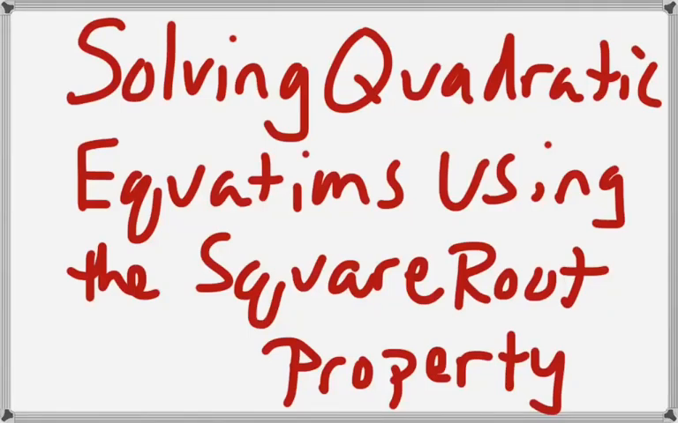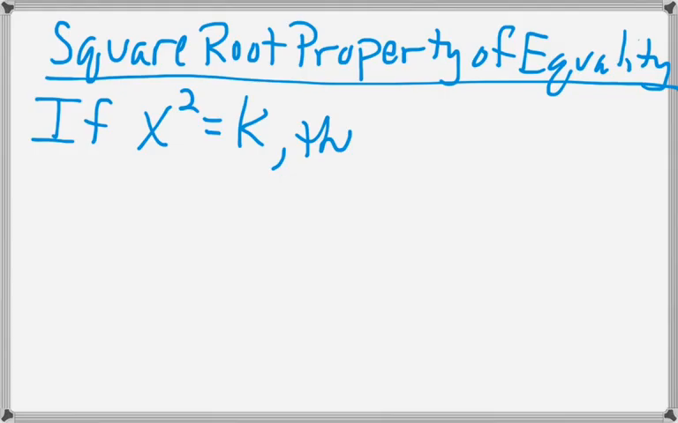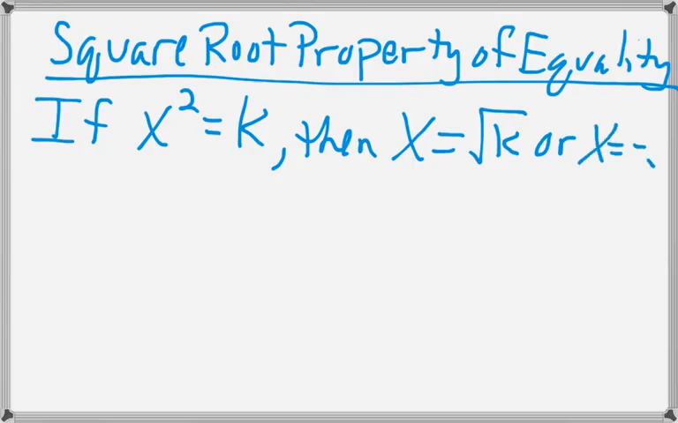In this video, we're going to discuss solving quadratic equations by using the square root property of equality. So here's what the square root property of equality says. That's kind of a long title, but all it says is if x squared equals some number k, then x equals the square root of k, or x equals negative square root of k.